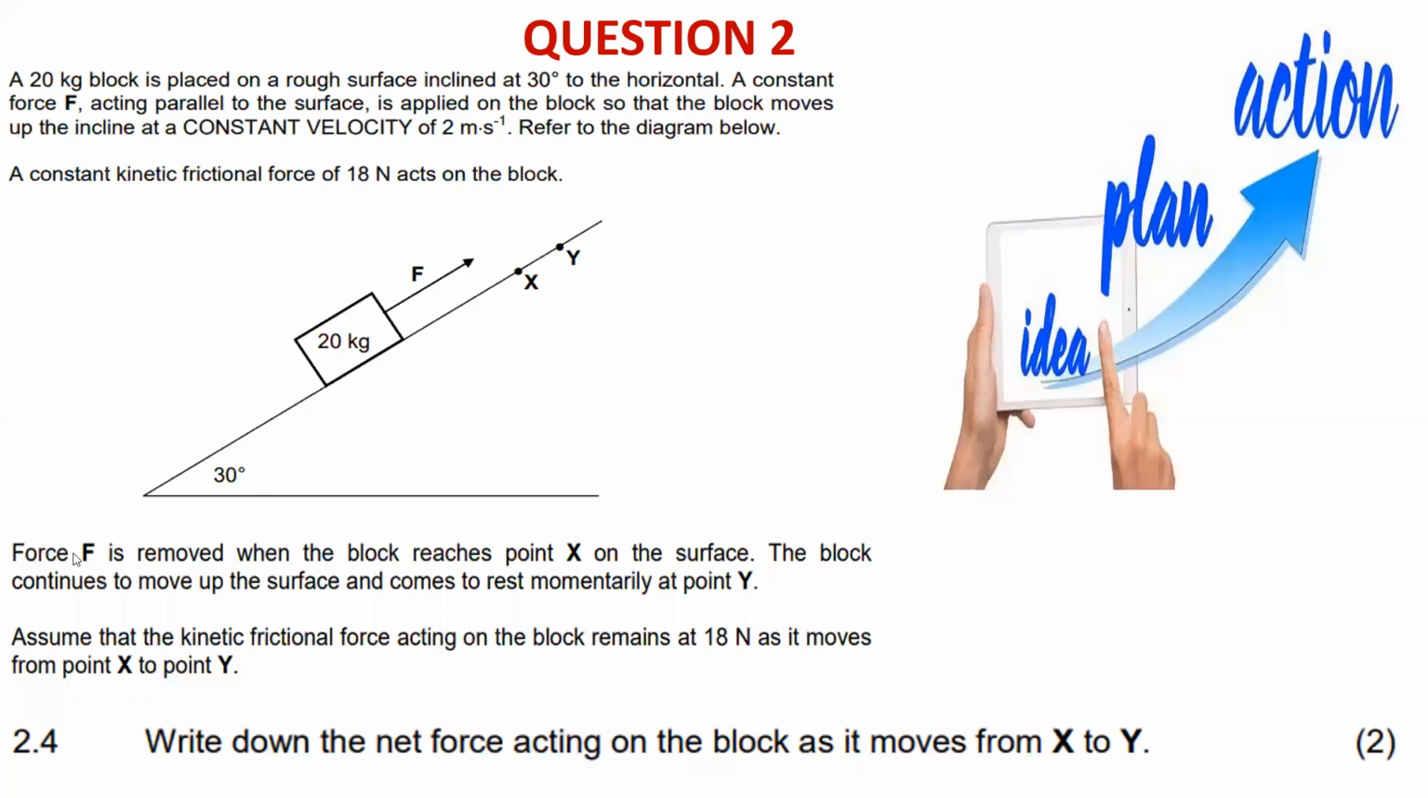Now you remove the applied force. Force F is removed when the block reaches point X. So the applied force is used only until point X. When the object reaches point X, the applied force F is gone. And then after that, what's going on? The block continues to move up, slows down, and comes to rest. Okay, final position at Y.